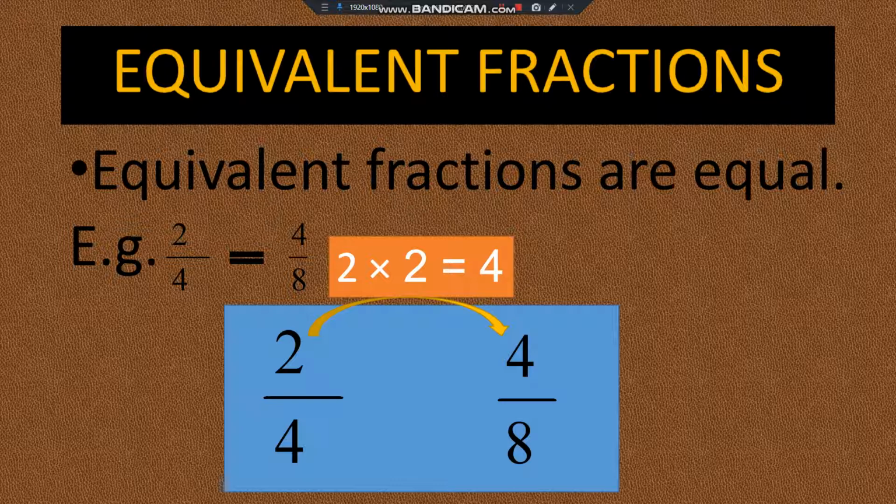What happens if I multiply the same number with the denominator? 4 multiplied by 2 is equal to 8. So we got the new fraction 4 by 8. So equivalent fractions are those fractions which we get when we multiply or divide the numerator and denominator with the same number. Let's see some more examples.